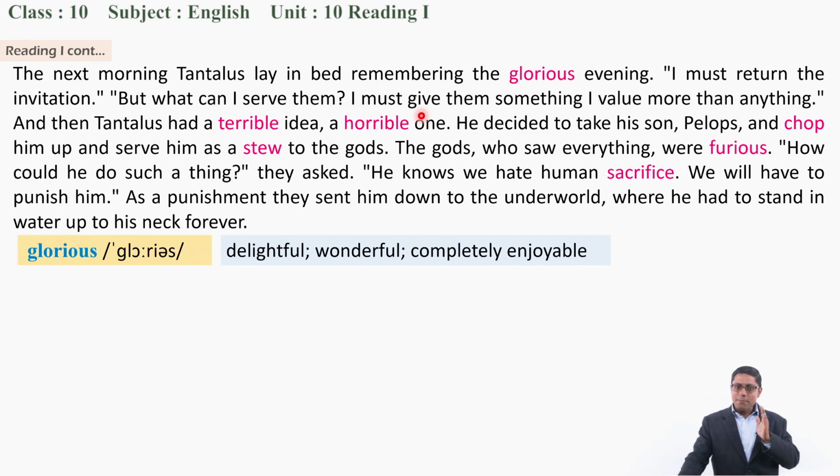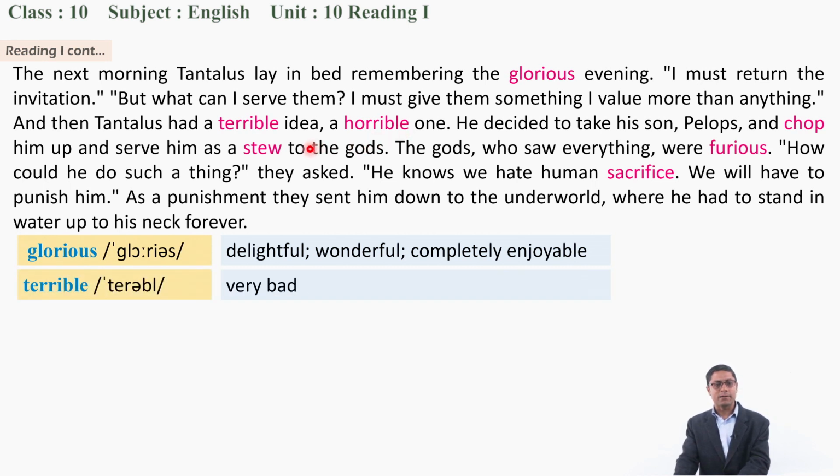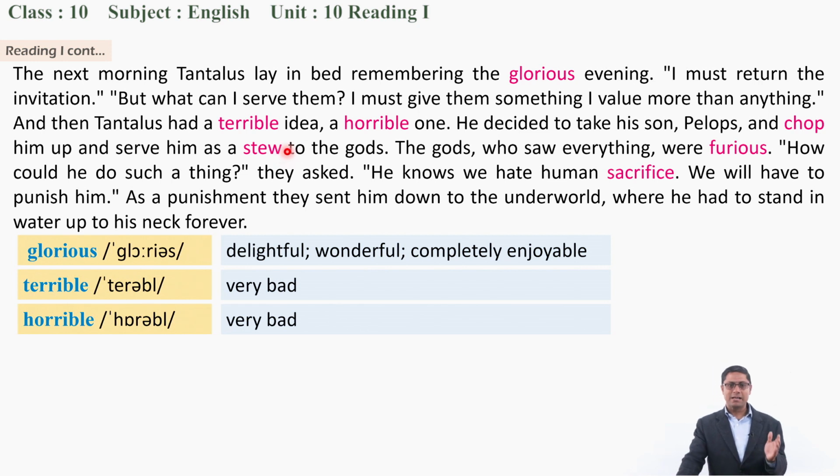So he thought, I must give them something I value more than anything. So the most important thing in his life he wanted to give to the god. He thought, what can that thing be? And then Tantalus had a terrible idea, a horrible one. So when he was thinking about what to offer to the god, he had a very terrible or horrible idea. Do you know the meaning of the words terrible and horrible? Okay, both terrible and horrible mean a very bad idea came in the mind.